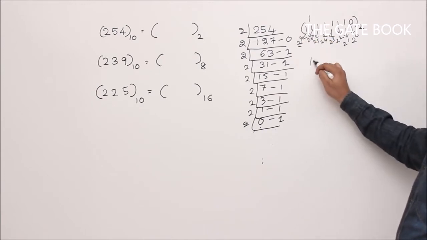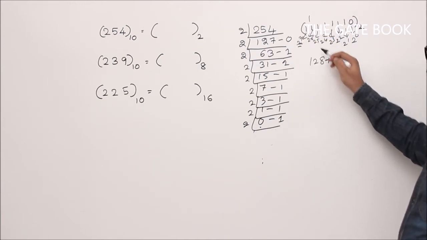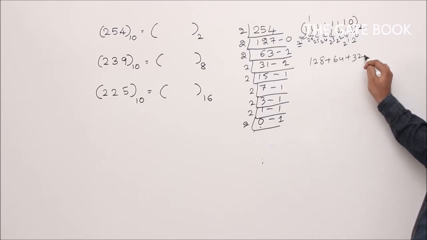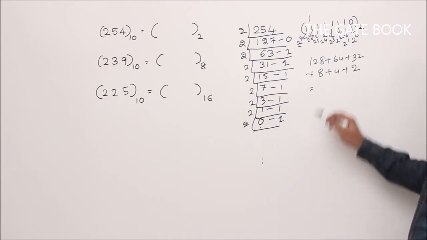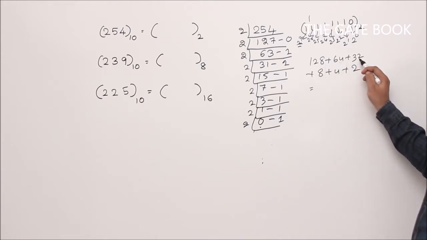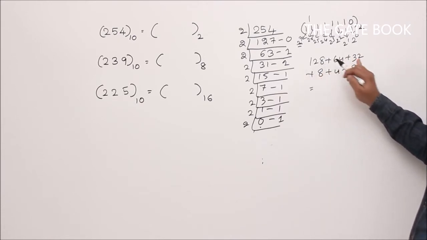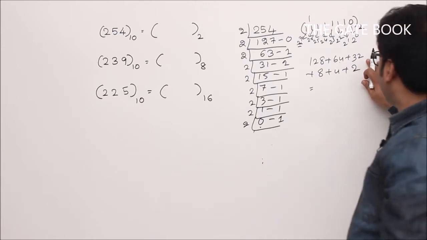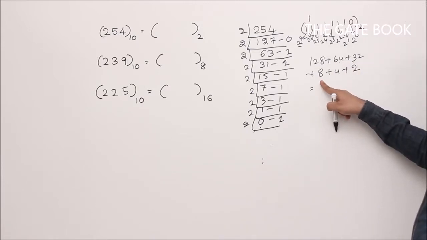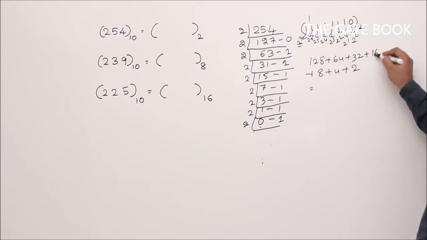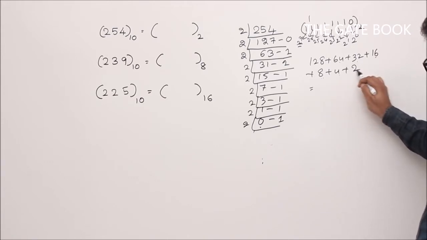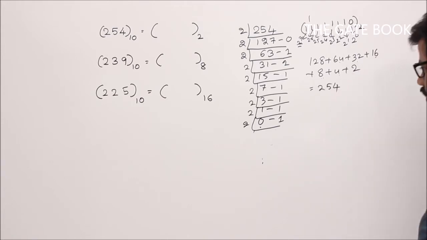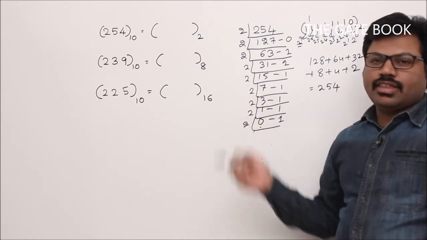2 power 7 into 1, 128, plus 2 power 6, 64, 2 power 5, 32, plus 16, plus 8, plus 4, plus 2. If you count it, it would be 192, 224, 240, 248, 252, 254. Yes, so we got it back. So this conversion is right. In that way we can convert decimal to binary.